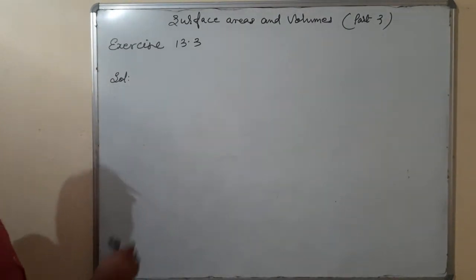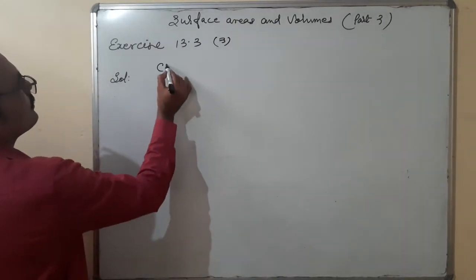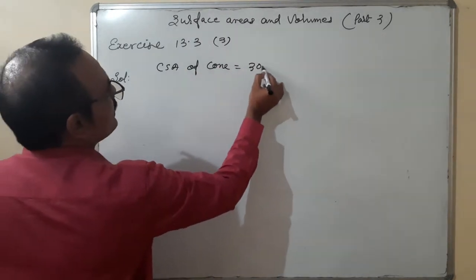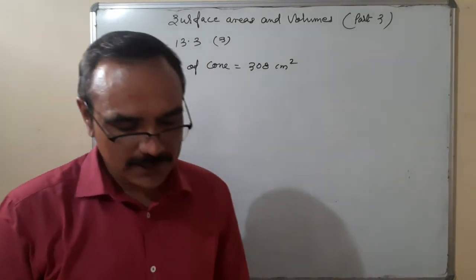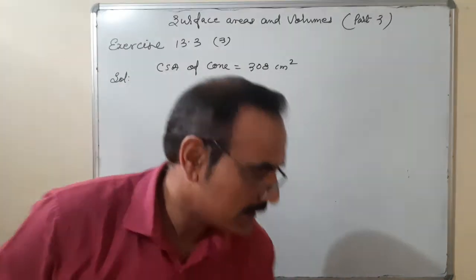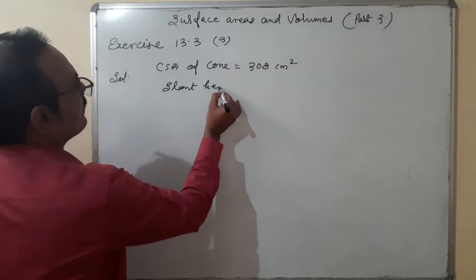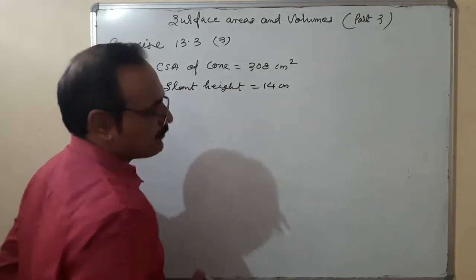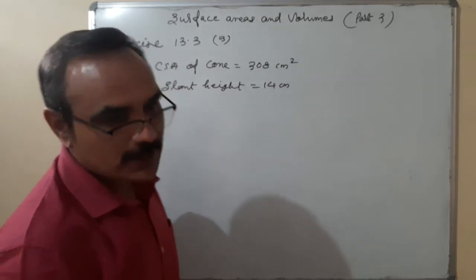Question number 3. What is given? CSA of cone is equal to 308 centimeter square. Slant height is 14 centimeter. We are finding, number 1, radius of base and, number 2, total surface area.